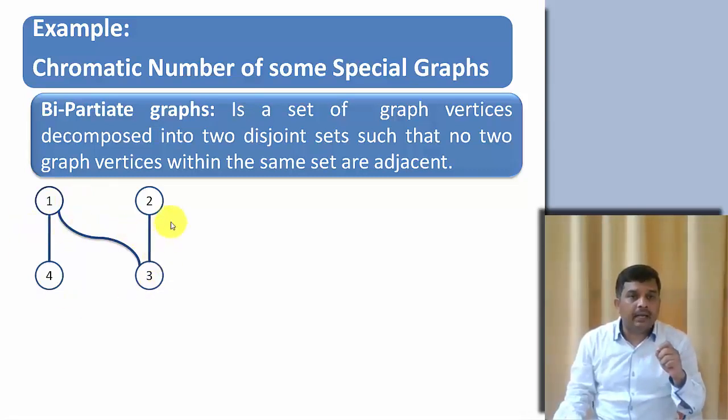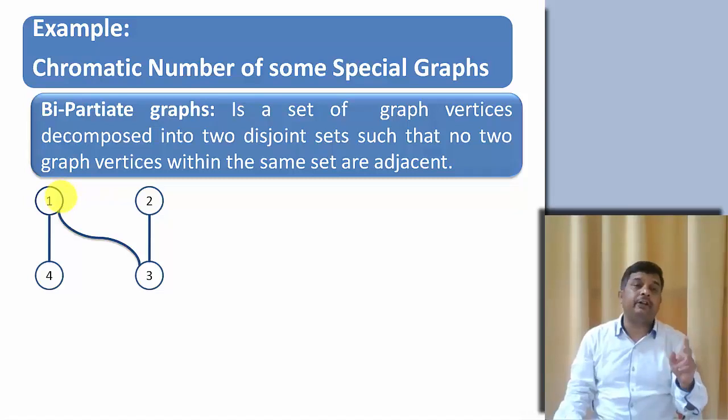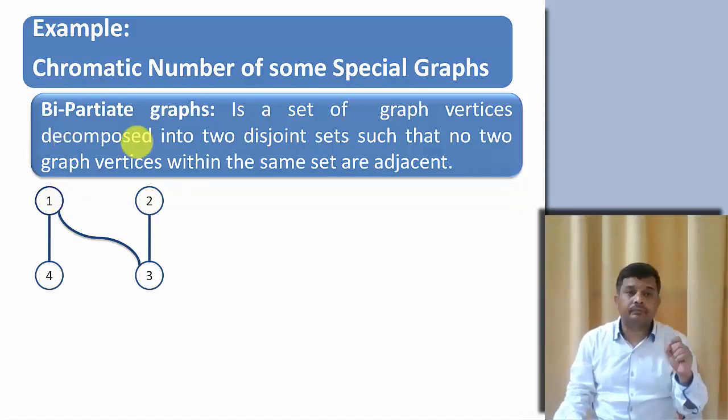I am marking vertex 1 and 2 as one set and vertex 3 and 4 as another set. Here vertex 1 and 2 are not connected or adjacent, and neither are vertex 3 and 4. So I can partition this graph into two disjoint subsets. So in such a case, what will be the chromatic number?